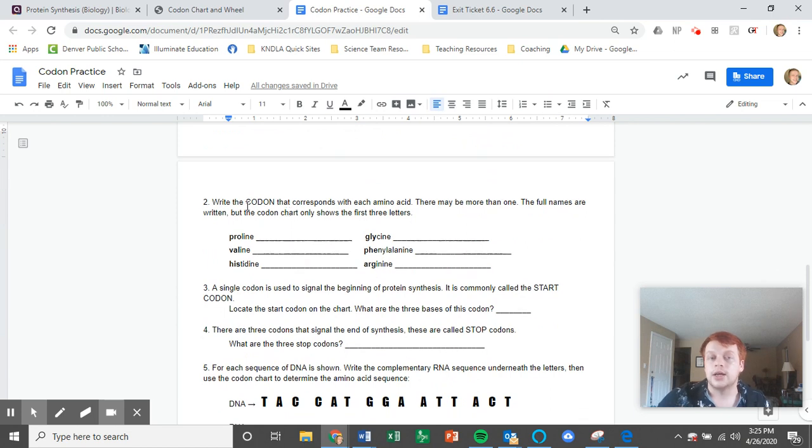Now let's look at number 2. Number 2 asks us to do the opposite. So instead of starting with a codon and ending with an amino acid, it tells us the amino acid that's produced and then asks us which codons can produce it.